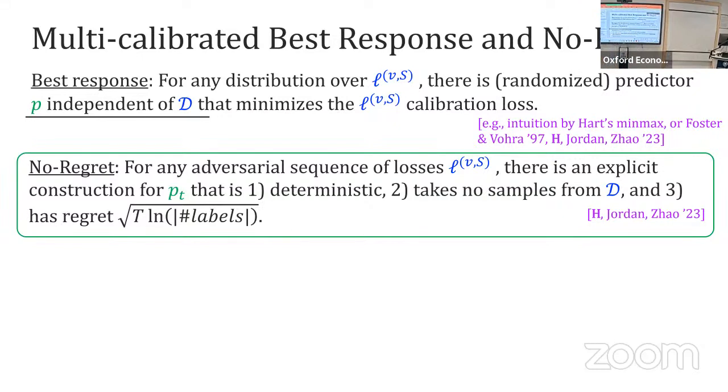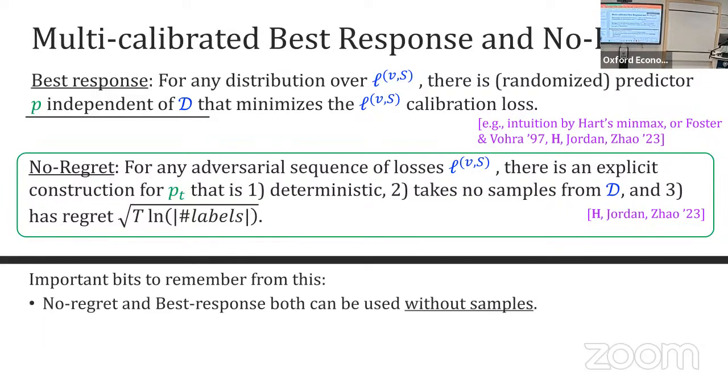No regret similarly can be made to work with three important things. The fact that when you have a no regret, your predictor P that is coming at every time step could actually be a single choice of P, whereas best response needed to have a possibly randomized predictor. And again, it takes no samples.